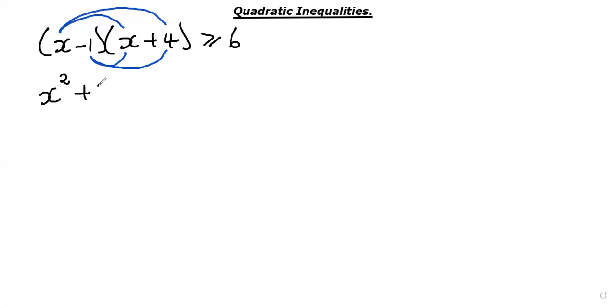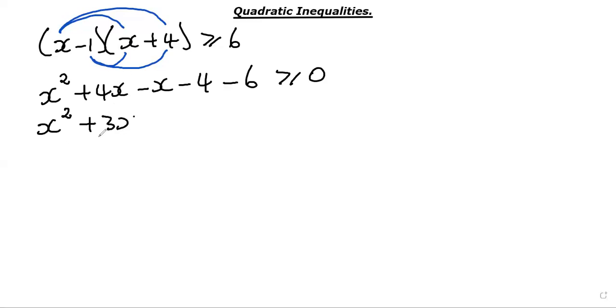Awesome. So x by x, you get x squared. X by 4, you get 4x. -1 by x, you get -x. -1 by 4, you get -4. You take the 6 to the left, it becomes negative. Do you see that? Then from this point, we collect the like terms. 4x minus x, it's 3x. And then you say -4 minus 6, it's -10. Everything is greater or equal to 0.